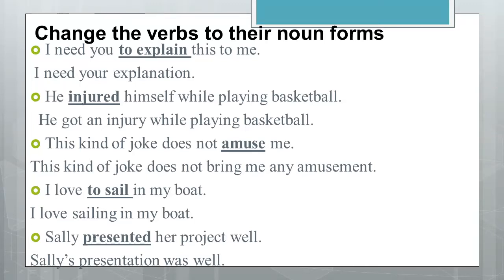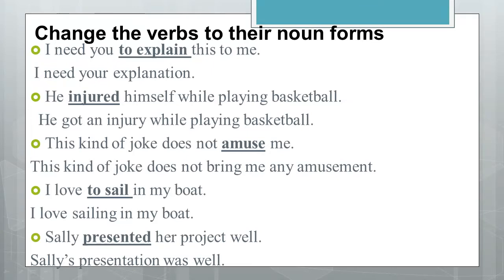Number 2. He injured himself while playing basketball. Now, identify the verb. Yes, the verb is injured. To change it into the noun, recall your memory. Yes, the noun is injury.